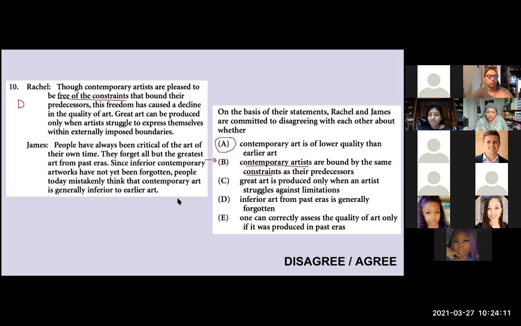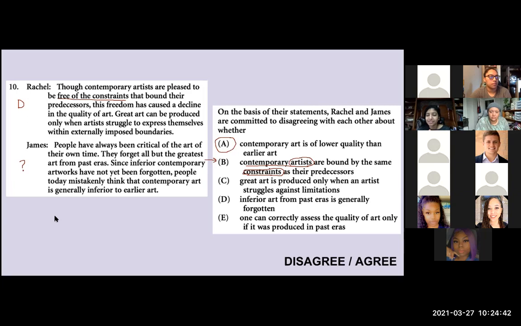And I don't even think it's about artists today and artists in the past. I think it's about art today and art in the past, right? That is what James is talking about. So I think James isn't really talking about artists necessarily and the restrictions that they faced. Does that make sense? Yes. Okay, so I don't think we would know what James really thinks about B. Did anyone have any other hesitation or questions about C, D, or E?